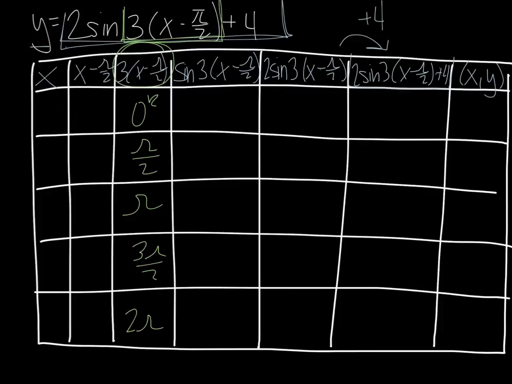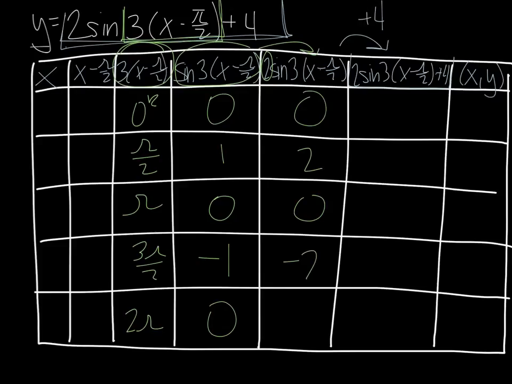So sine of 0, you know, is 0. Sine of pi over 2 is 1. Sine of pi is 0. Sine of 3 pi over 2 is negative 1. And then sine of 2 pi is 0. Well, then to get to the next step, you already have the sine of 3 times x minus pi over 2. That's already here, and all you have to do is multiply by the 2. So 0 times 2 is 0, 2, 0, negative 2, and 0. And then further, you just add the 4.